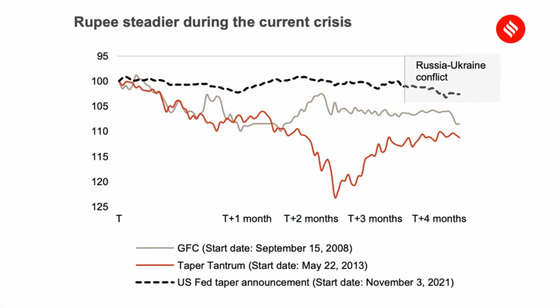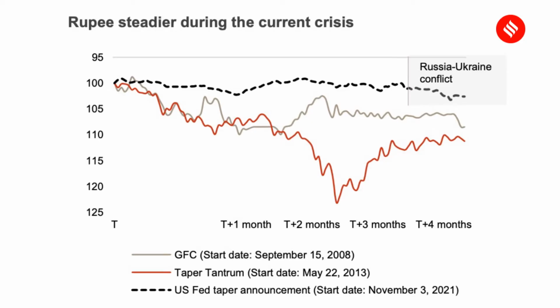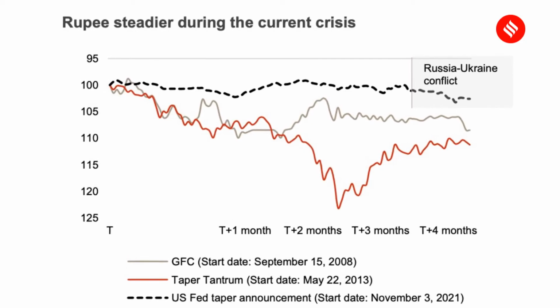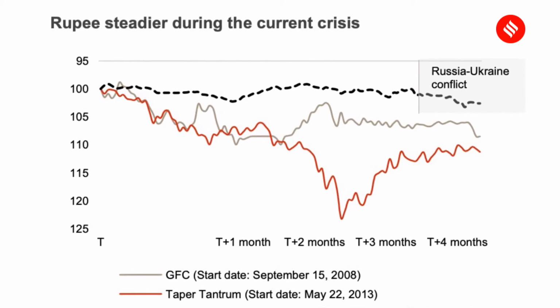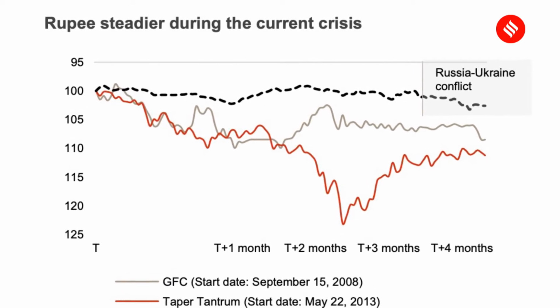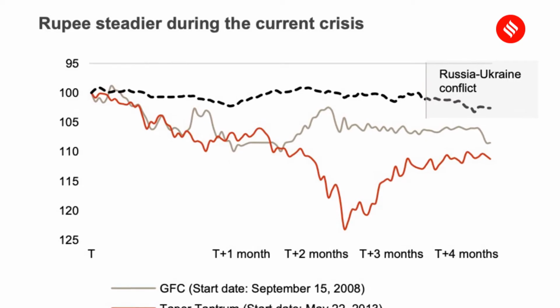Now, we've had two shocks between November and say March. First was in the form of the US Federal Reserve reducing the amount of liquidity that it was pumping into the markets. And secondly, from mid-Feb, when the Russia-Ukraine conflict began. In this period, the average depreciation we've seen is around 2.5% against the dollar, which is significantly less than what we saw in the past episodes. So when we look at our own past, the rupee is a lot more resilient this time.